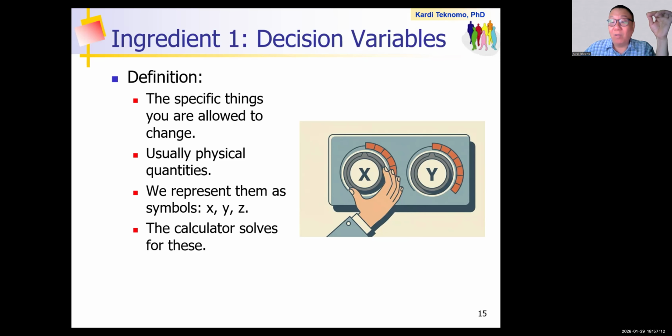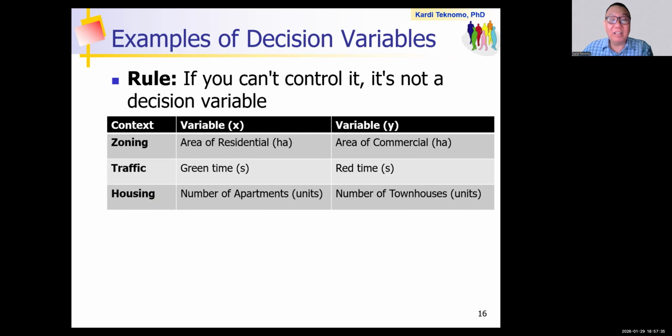Planners often confuse the goal, which is to make people happy, with the variables, which is to build 3 parks, for example. So you must strictly define variables as the input that you can control. I'll give you an example. The rule is simple: if you cannot control it, it is not a decision variable. In zoning, you have variables like area of residential, area of commercial. In traffic, you have green time in seconds or red time. In housing, the number of apartments, the number of townhouses. A while ago, you were talking about public transport: how many buses, how many rail, and so on. Decision variables must be quantitative, not nominal, not ordinal.